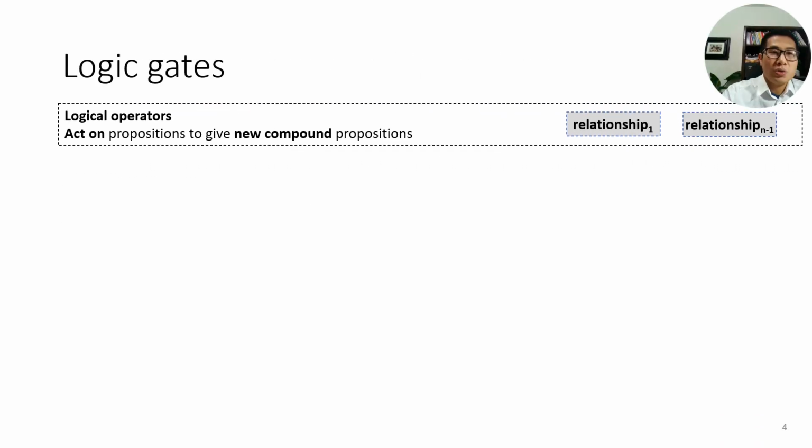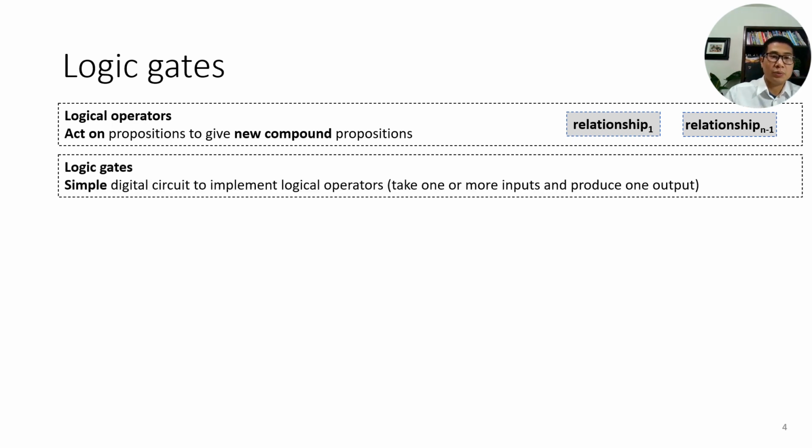Now we'll talk about logic gates. It deals with logical operators that act on propositions to get a new compound proposition. Then we'll learn that a logic gate is actually, I think, the simplest digital circuit. A simple digital circuit to implement logical operators. So if you have one operator, there is one gate that implements that, and it takes one or more inputs and produces one output. That one is a logic gate.